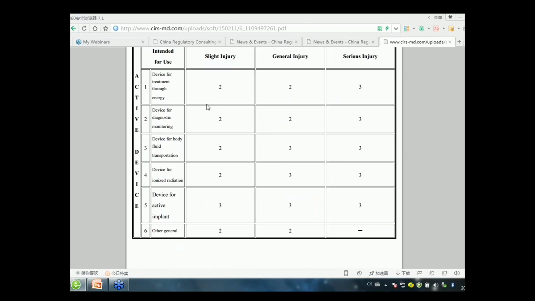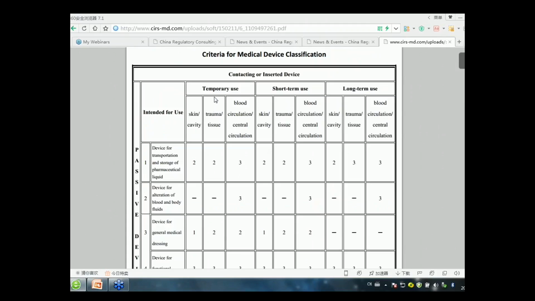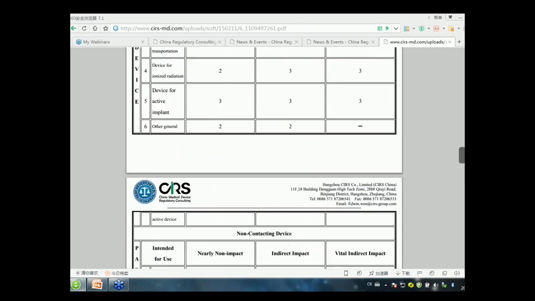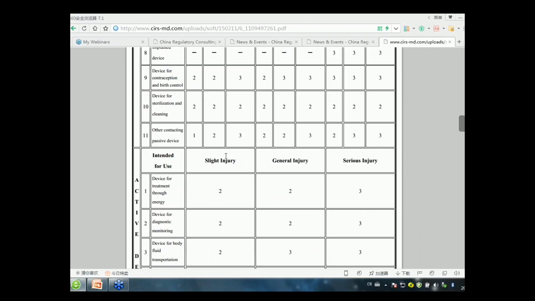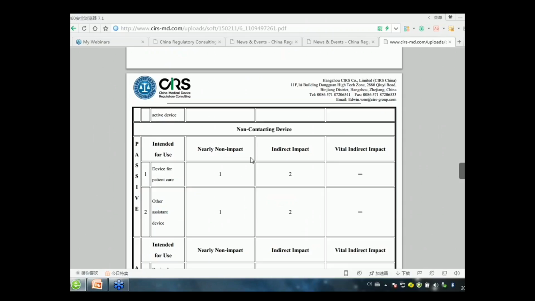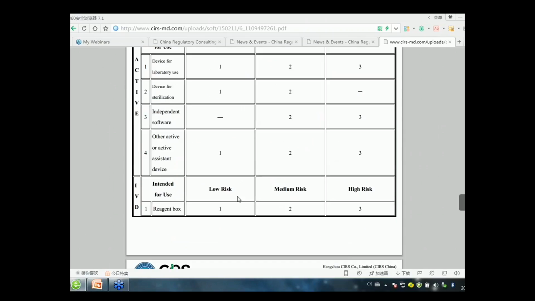Last, you should match the description with use terms. Is it temporary use, short-term use, or long-term use? Also, you should match it with the injuring condition, or the impact condition: non-impact or indirect impact. Also, don't forget to match it with the risk condition.